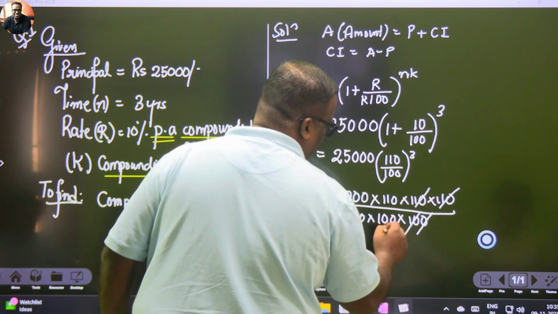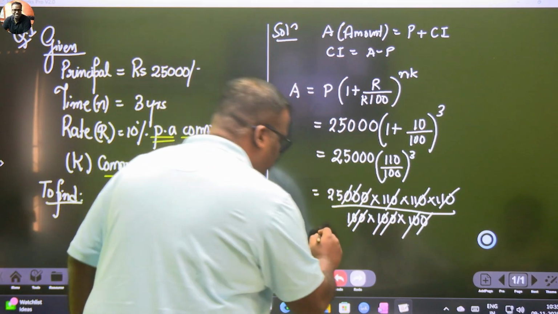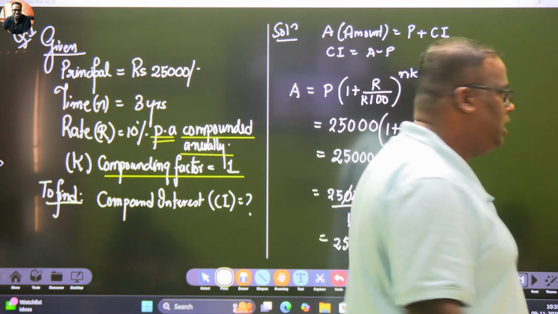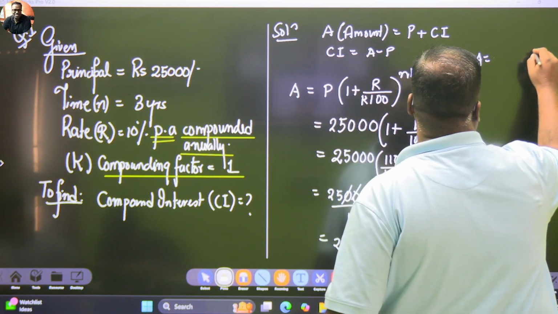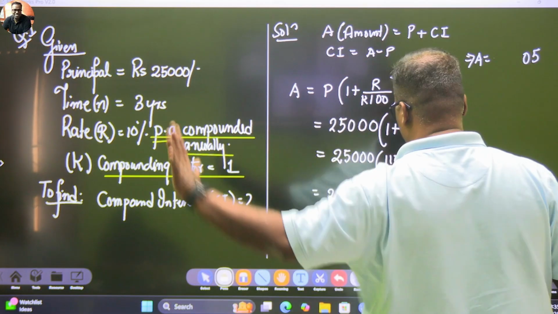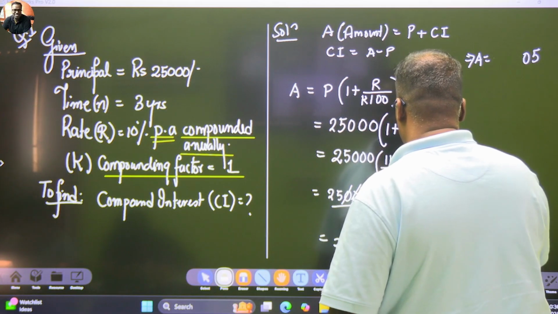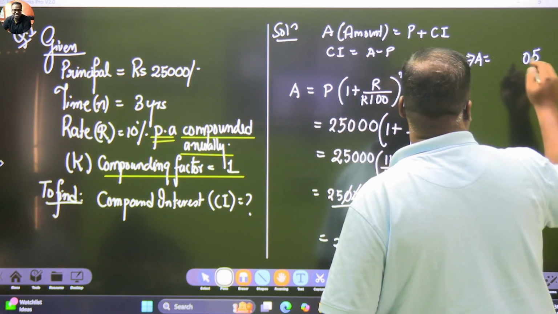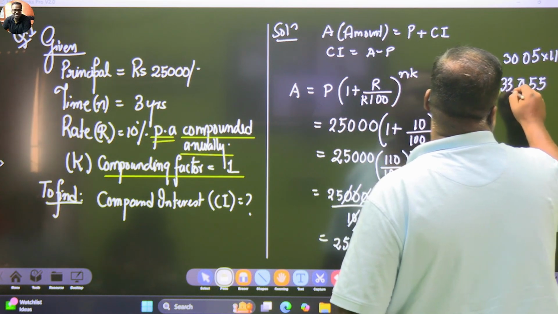Cancel the zeros one by one. 11, 11, 121. 25 multiplied by 121. How to do it quickly? 25 is very easy as a multiplication. 25 ones are 25, 2 carry over. 25 twos are 50, 5 carry over. 25 ones are 25 plus 5, 30. Multiplied by another 11. So 11 fives are 55, 11, 0, 0. These are 33. This is your amount.